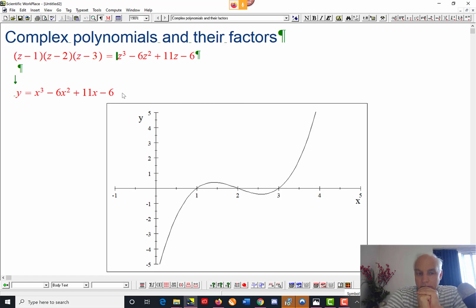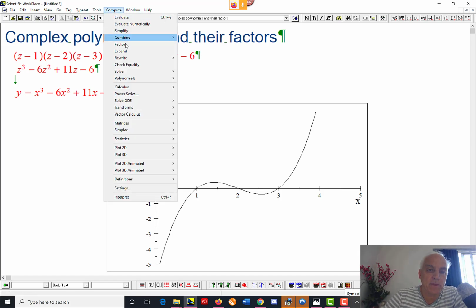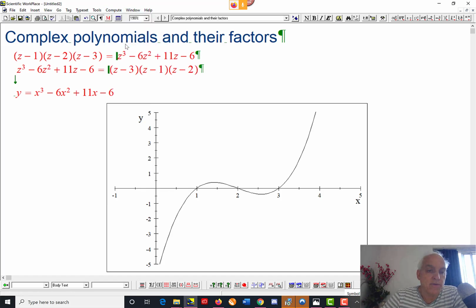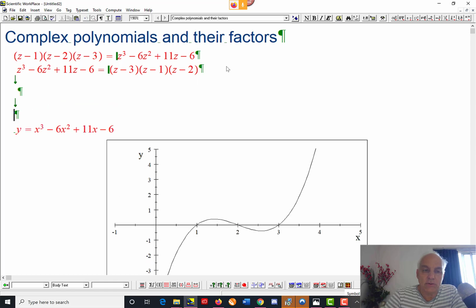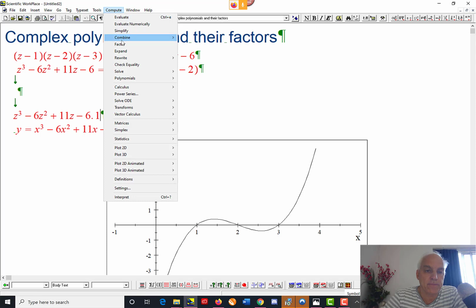Now, suppose that I just go back to this thing here and ask my computer to factor this thing. So modern computers are very good with polynomial algebra. It can factor this very quickly. But suppose I change things a little bit. Suppose I change it to z cubed minus 6z squared plus 11z minus 6.1, and ask it to factor that.